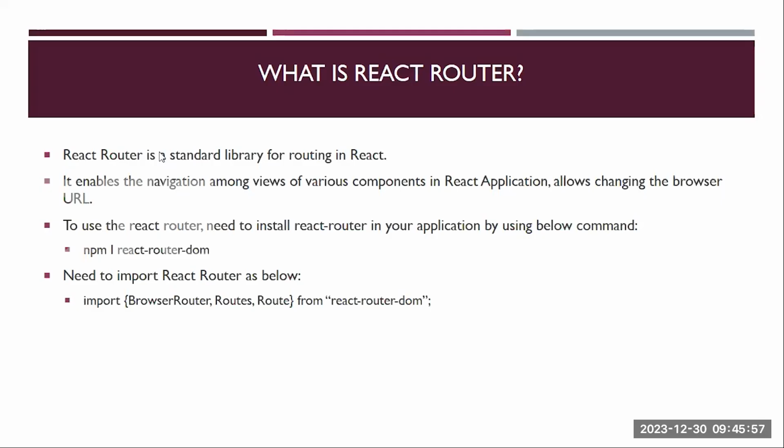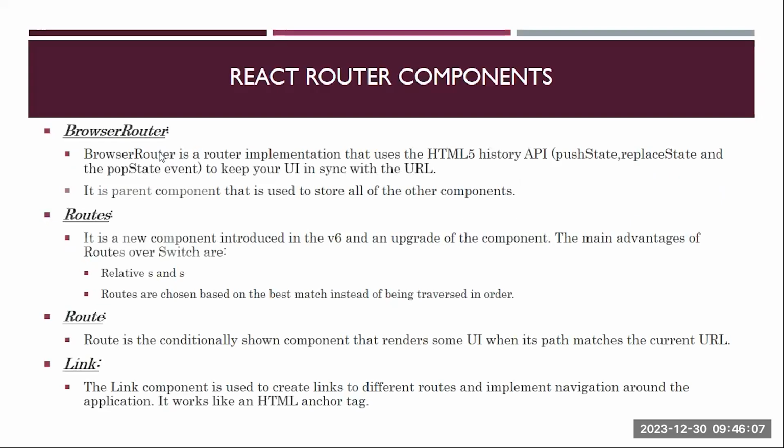The main parts of that library are BrowserRouter, Routes, and Route. These three are very important. So what are these? React Router components. The first is BrowserRouter. What is a BrowserRouter? BrowserRouter is a router implementation that uses the HTML5 history API.